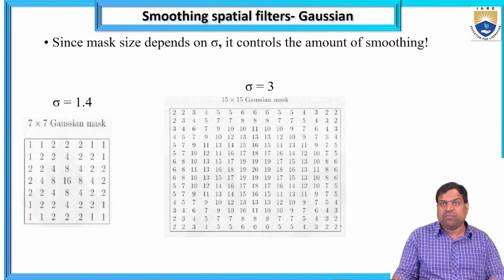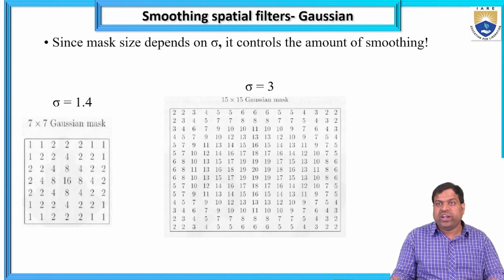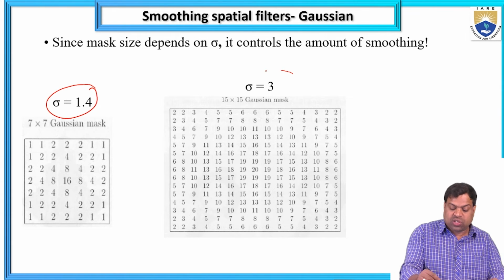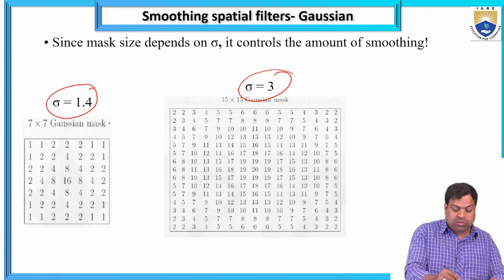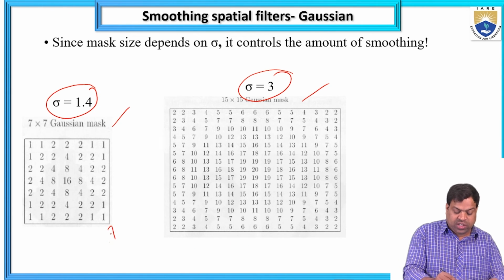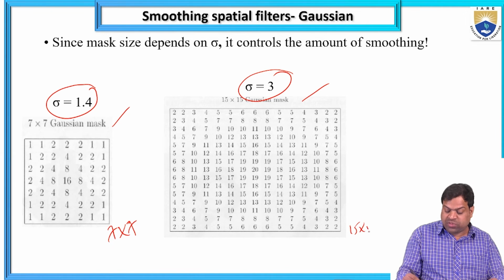It is one example, and another example of mask size depending on sigma. It controls the amount of smoothing. Here I take sigma equal to 1.4 and sigma equal to 3. So a 7 by 7 Gaussian mask here, and a 15 by 15 Gaussian mask here.